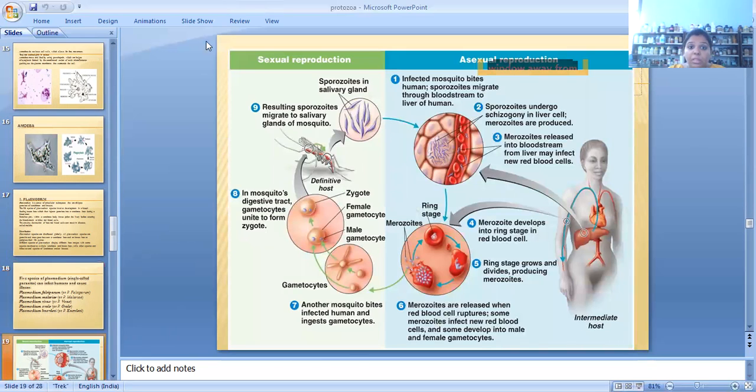This is the life cycle of the Plasmodium. For the completion of the life cycle, they need to attack the host. Here you can see various steps given of how they reproduce sexually and asexually.